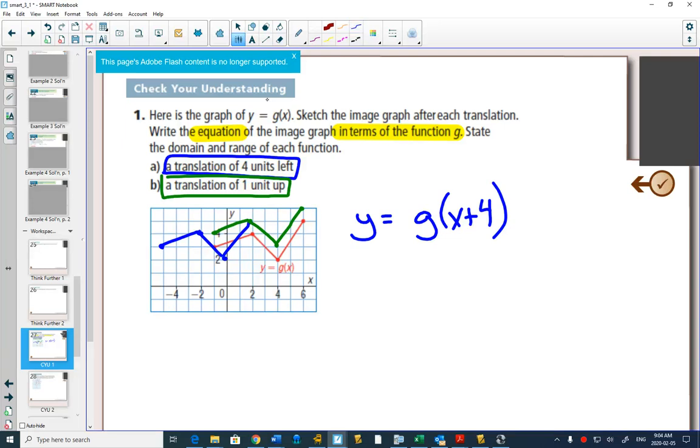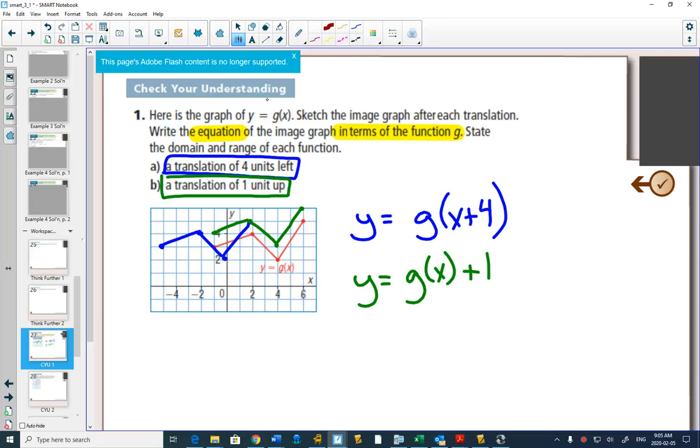And for the green one, y equals, in terms of the function g, it would be g of x, and then we've moved it up 1, that's outside of the function, plus 1. Sometimes you'll get a question that says, in terms of x, then your equation is y equals, and on the right-hand side you have no function notation, you just have something like x squared plus 3, just with x. That's what in terms of x means. But if they say in terms of the function, then you'll have function notation on the right-hand side.